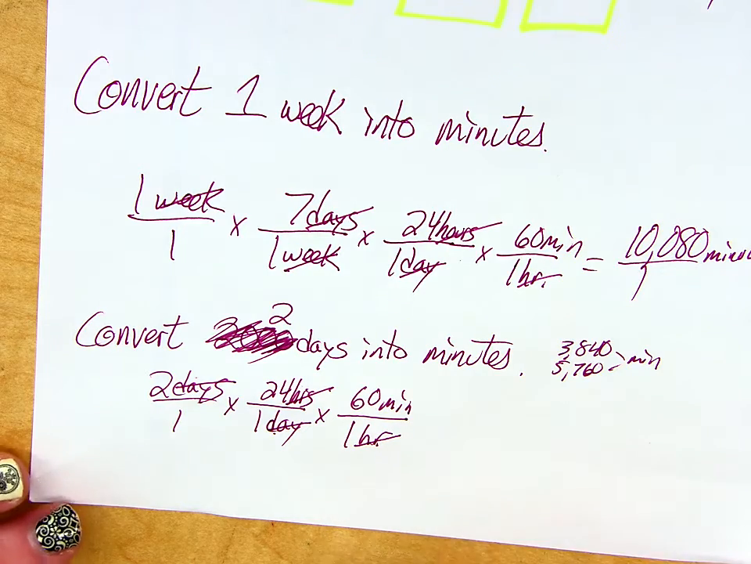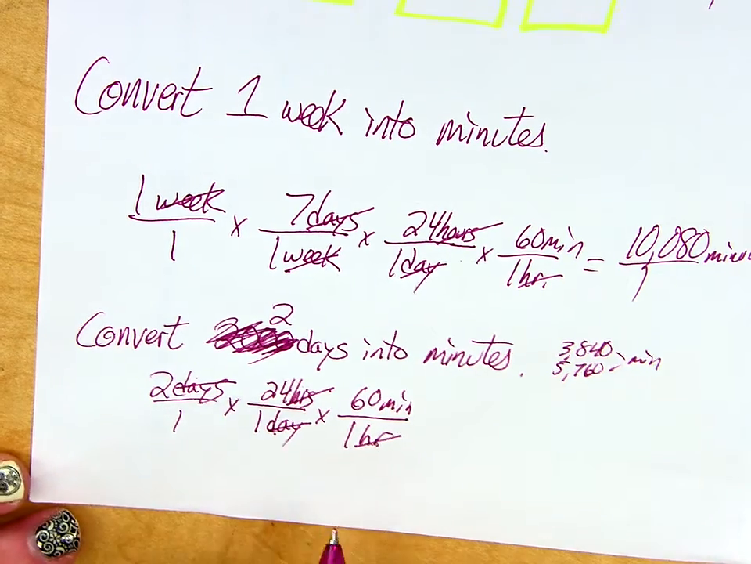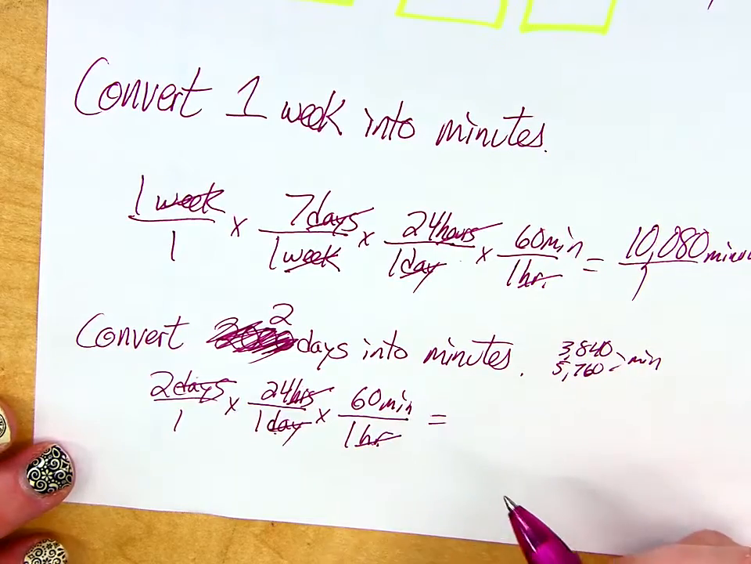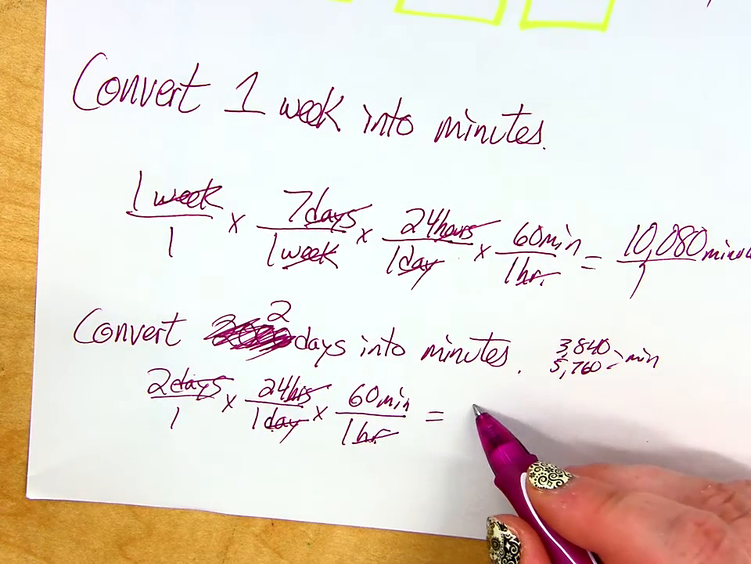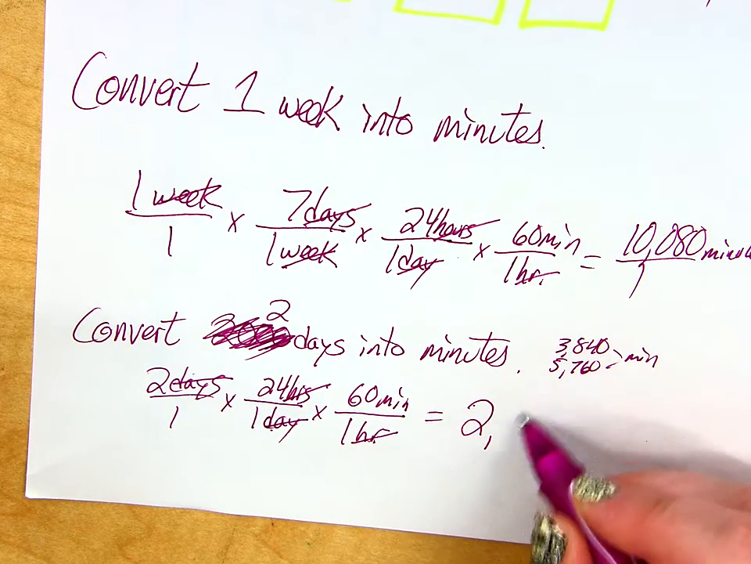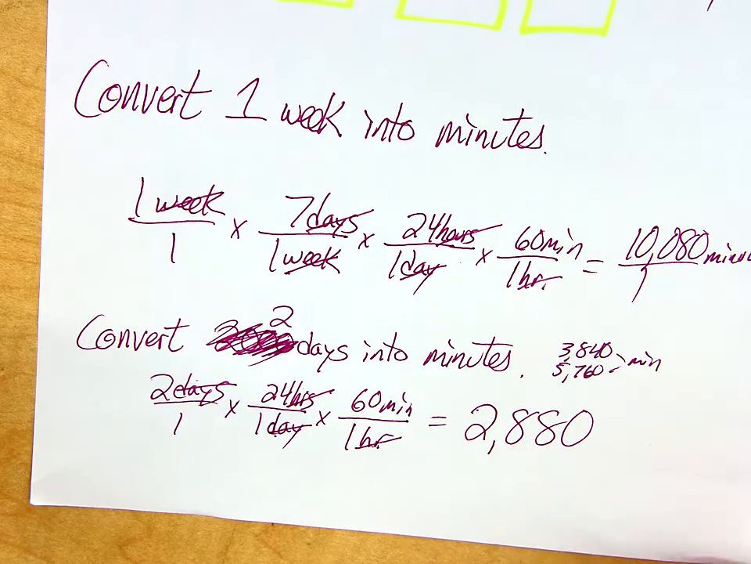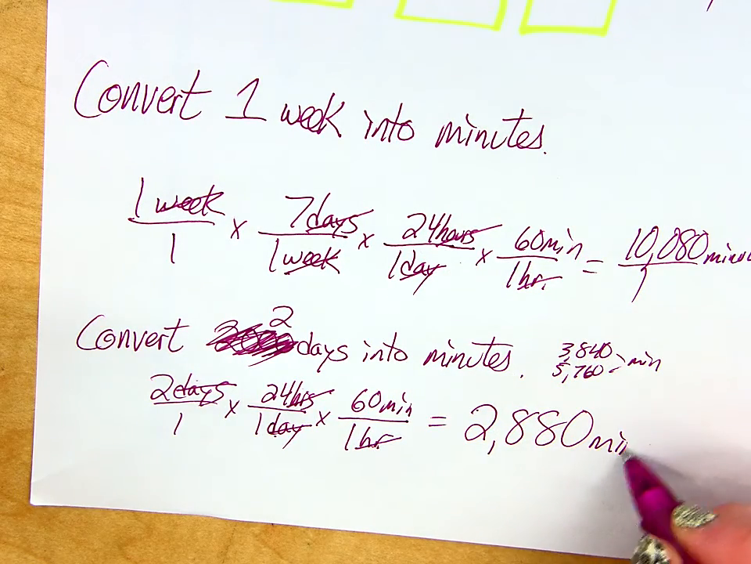Like if I had to go to seconds, I'd have to keep going. But luckily, I'm done. So now I just multiply straight across. 2 times 24 times 60 is... I got 2,880. That's what I got. And my units are minutes.